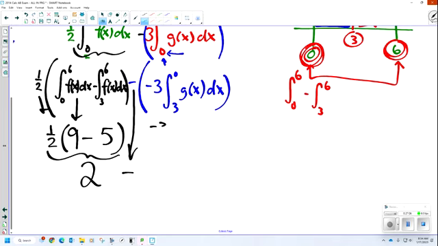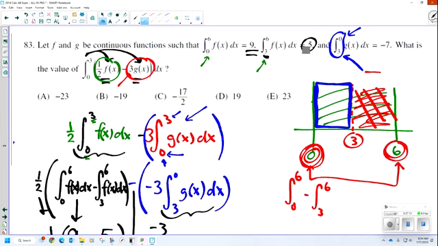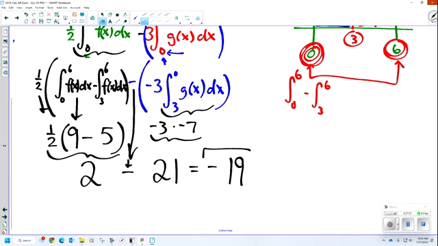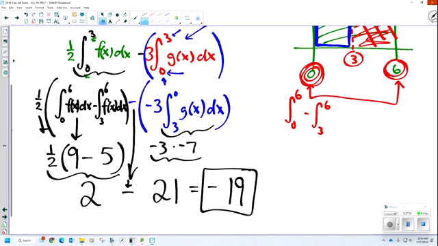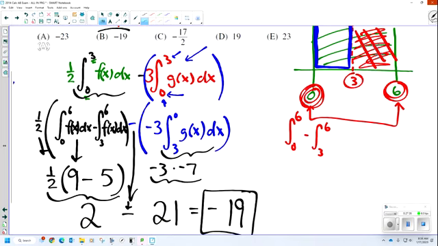Minus negative 3 times this, my friends, if I go back up, is negative 7. Negative 3 times negative 7. This turns to a positive 21, but don't forget we got to subtract that. 2 minus 21 is negative 19. Didn't need a calculator there. Thanks for putting this on the calculator section. I didn't need it. But guess what? My answer is choice B.